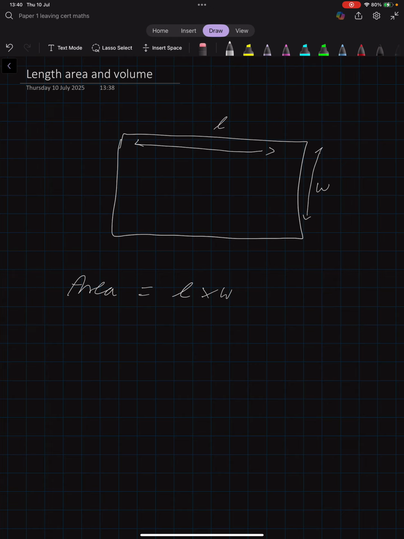The perimeter is if you walked along the outside, how long would it take you to go around? So in this case, the perimeter is going to be L plus W plus L plus W. So it's just 2L plus 2W. That's all you need to know. The perimeter is just how long you would have to walk around it.